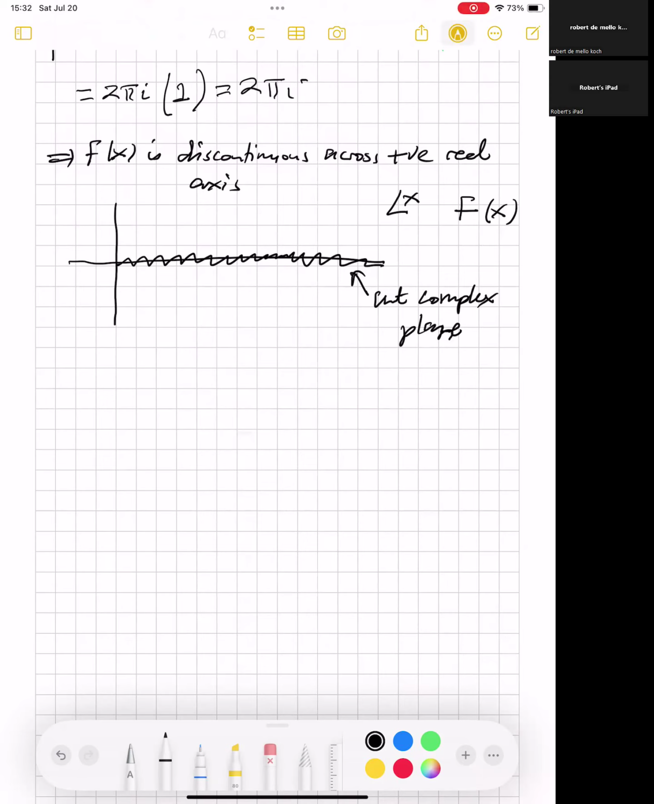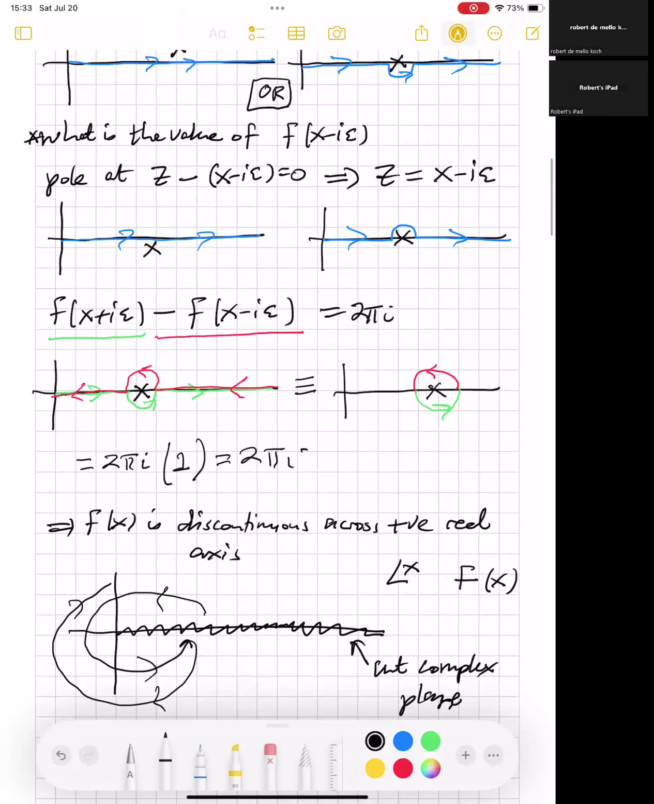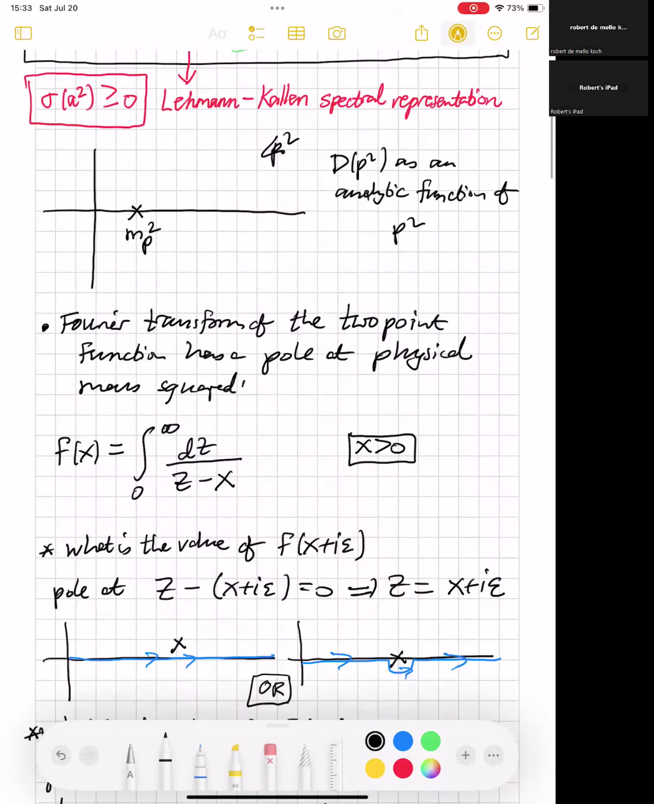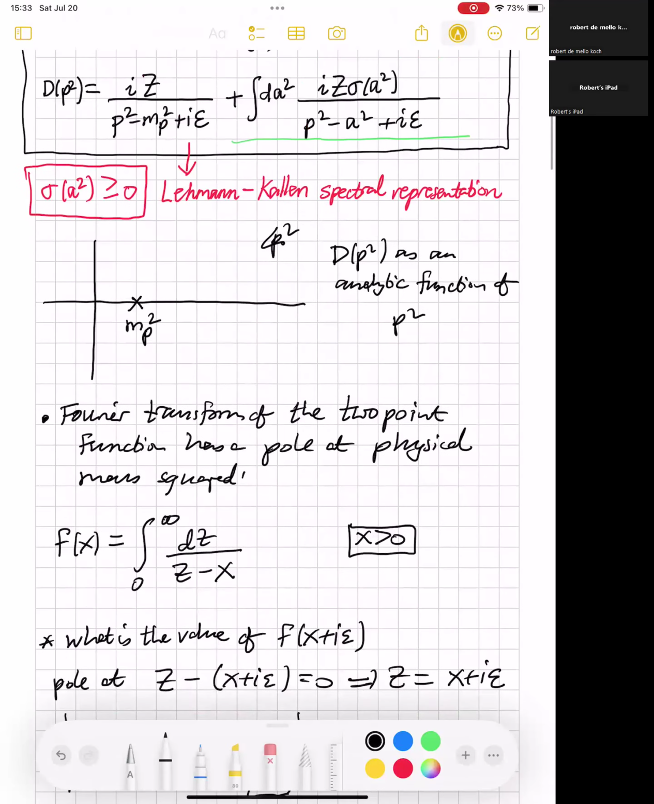And what this cut complex plane means is you can walk around, but you can't keep walking. You have to stop at the cut. You can come back again, then no problem. But you can't walk continuously through this point because the function is discontinuous across that line. And remember what our function looked like? It was an integral dz, z minus x, an integral dz over a simple pole.